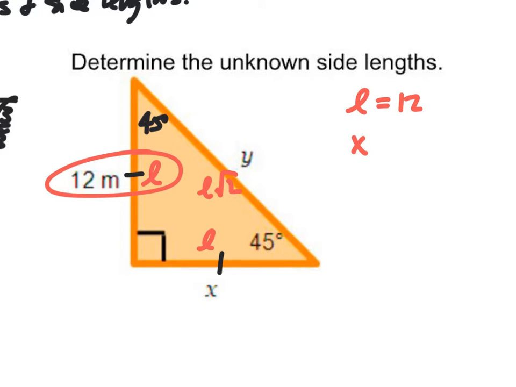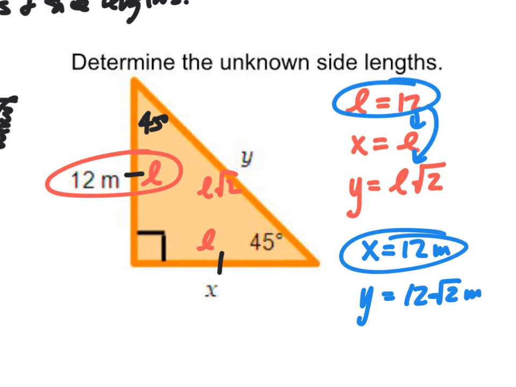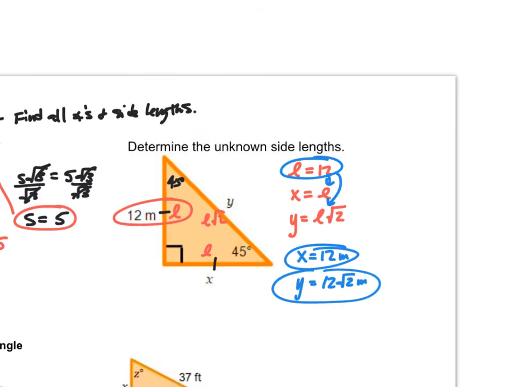I also know that X is equal to L, which isn't going to be that hard. And I also know that Y is equal to L times the square root of 2. So what I need to do is take this value of L, which is 12, plug it in here, and plug it in here. So I get that X is equal to 12. And that's kind of just intuitive because you know that this is congruent to this, and so it's just going to be 12. And we'll put meters for that because it has a label. And then for Y, I know that that's going to be 12 times the square root of 2 meters. Okay, and so I have an X value and a Y value, and so we're done. We've solved all the sides of that right triangle.